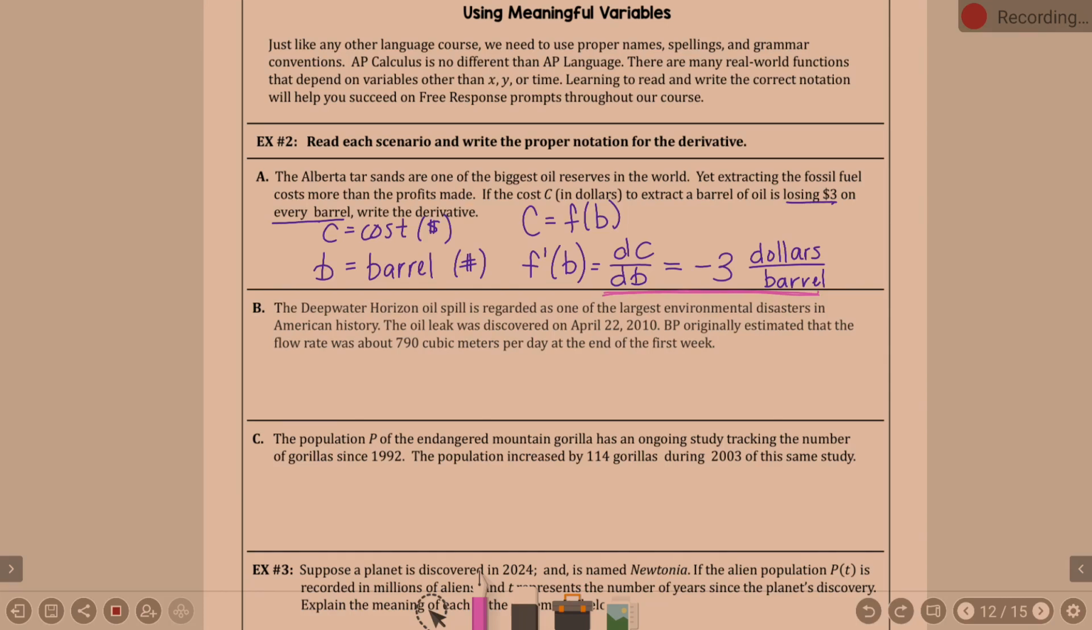What are some pieces? I mean, right here we're talking about 790 cubic meters per day, yes? So what are some variables we need to define? Oil. Well, what about the oil? How is it being measured? Cubic meters. Okay. What do we know about cubic meters?